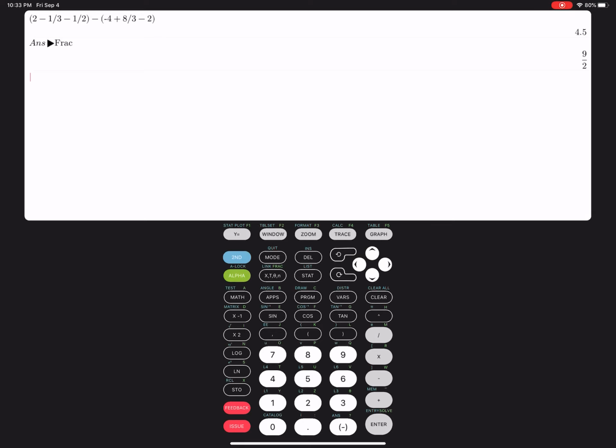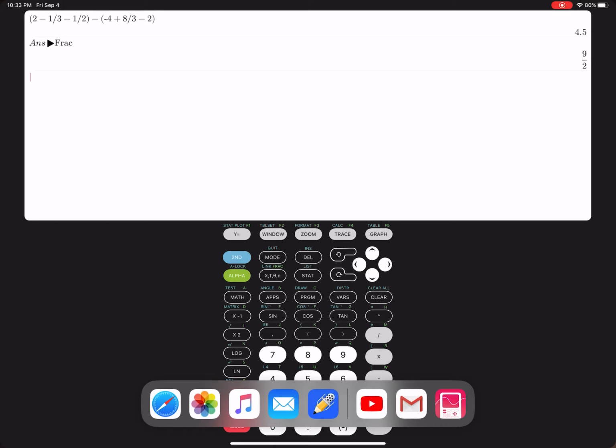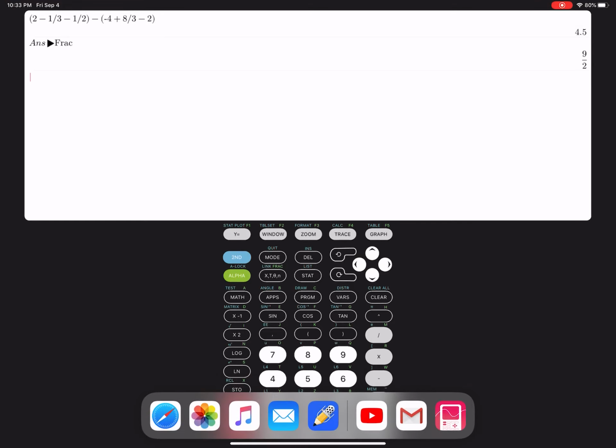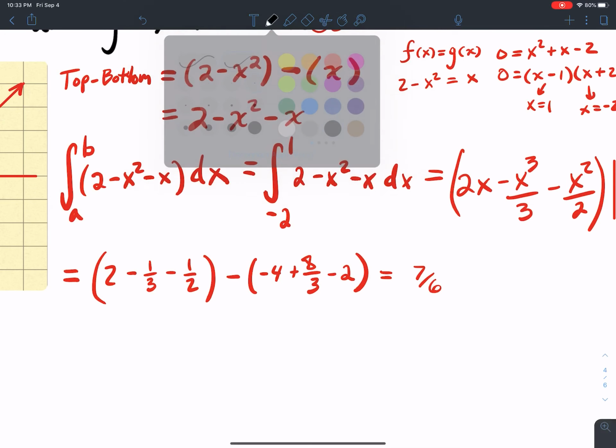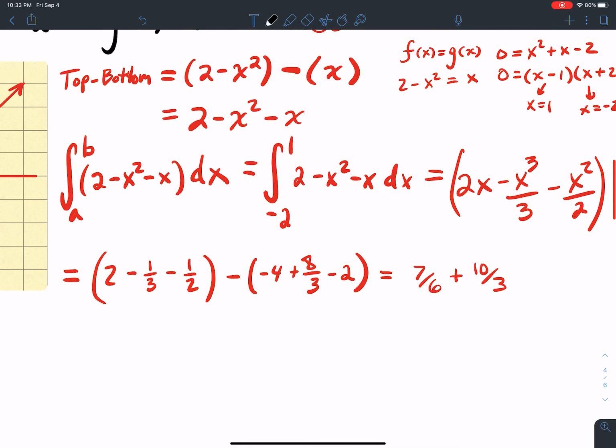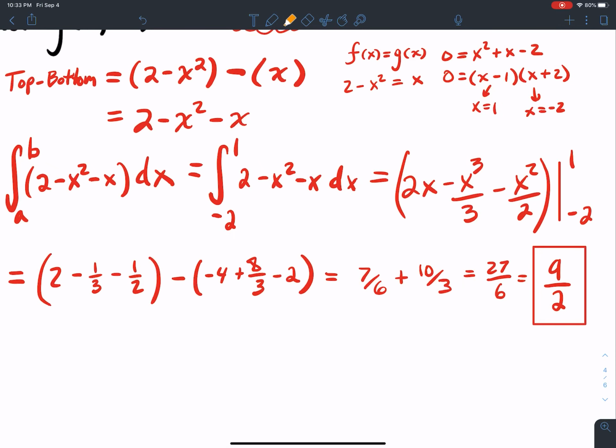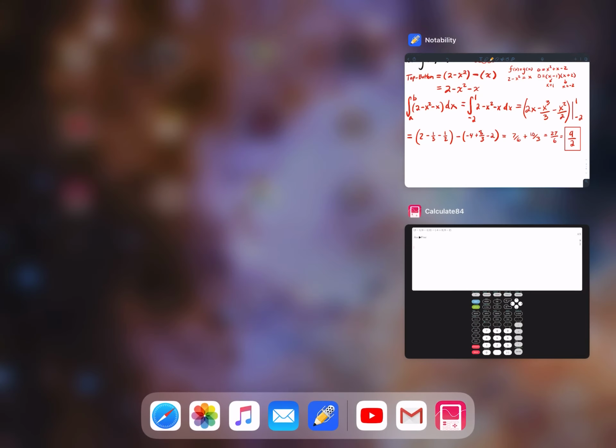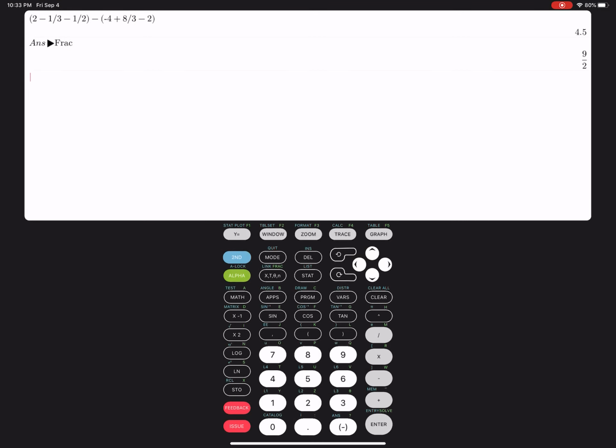So what I did was I calculated the 7/6, which is the first part there. So I'm glad I walked through that. I got a little ahead of myself. So this is 7/6, and then this part here is a -10/3, but a negative and a negative make a positive. And so this is going to get you 27/6, which reduces to 9/2, just like what your calculator said, 9/2 there.